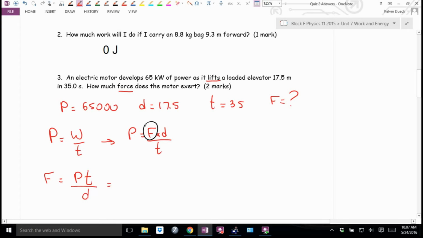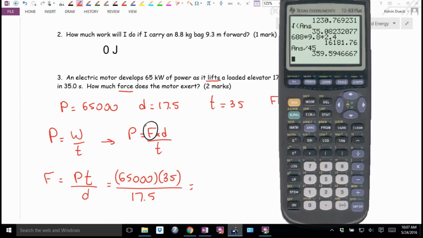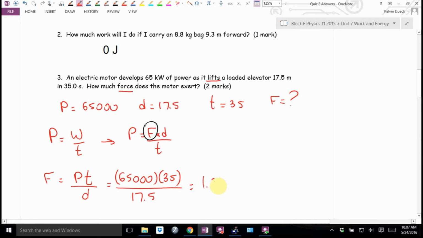It's going to be the power, 65,000, times the time divided by 17.5. Oh, nice. 130,000? I'm going to go 1.3 times 10 to the 5. I could even have calculated the mass if I divided that by 9.8. That would tell me the mass, but they didn't ask for that.